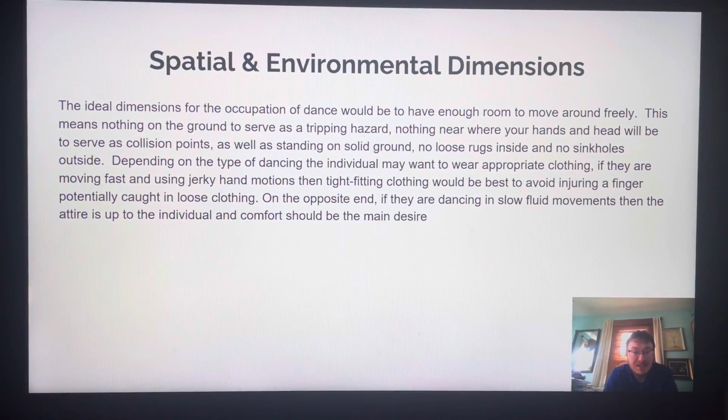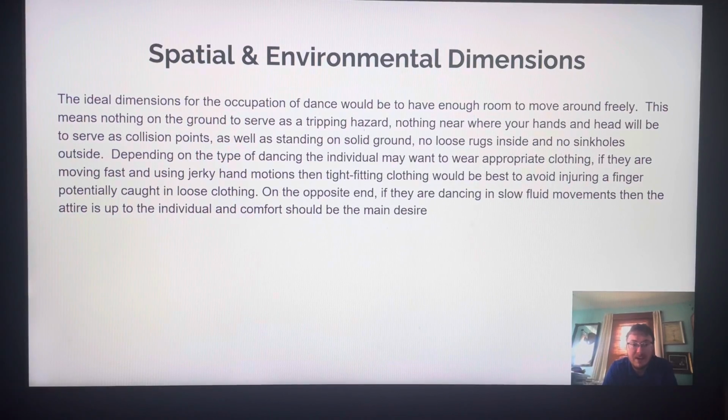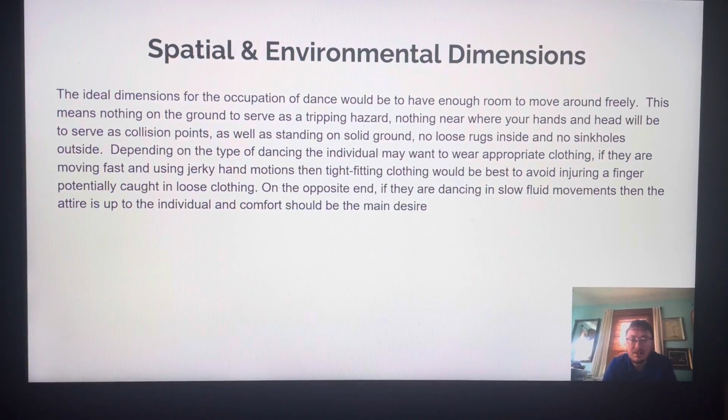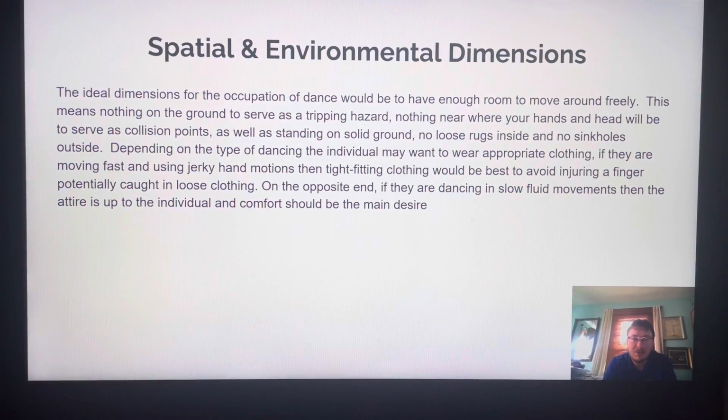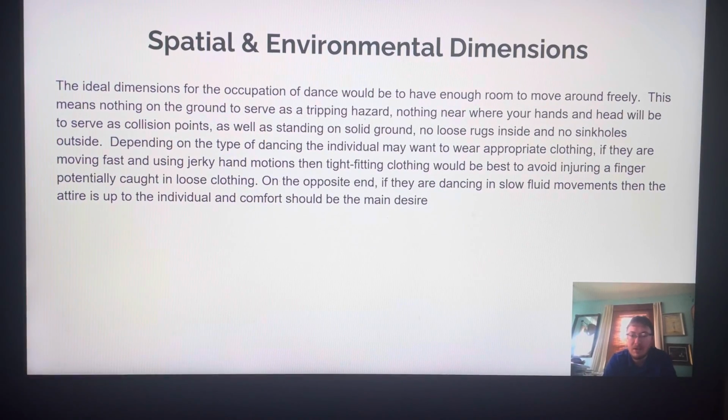Depending on the type of dancing, the clothing comes into effect. If you're moving fast and aggressive and jerky, you want tight-fitting clothing to avoid catching a finger and hurting your finger. But if you're just doing slow, fluid movements, then it's whatever you want to wear to make you more comfortable.